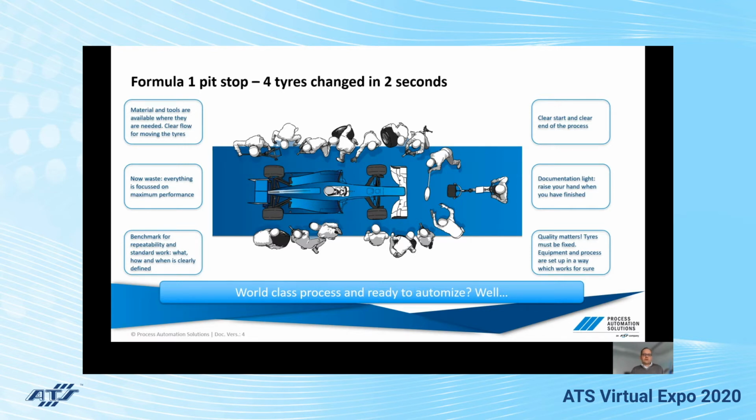There are 4 tires changed within 2 or 3 seconds. Let's have a look at how this is done. All the material and all the tools are available when they are needed and where they are needed. There is a clear flow and a clear process for everybody to follow. There is no waste, almost no waste. Everything is focused and everybody is focused on maximum performance and speed. This process is, from my point of view, a benchmark for repeatability and standard work. The what, the how, and the when is clearly defined.